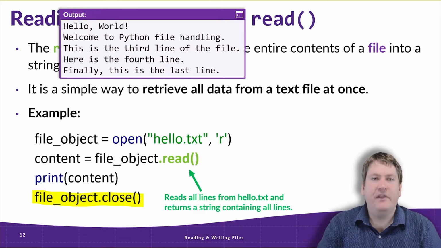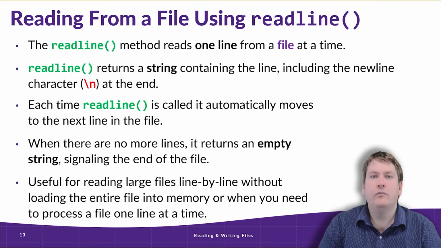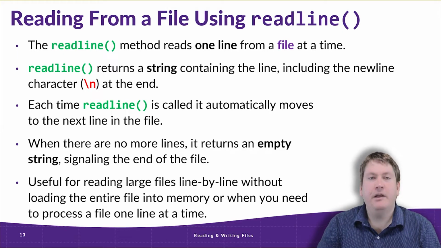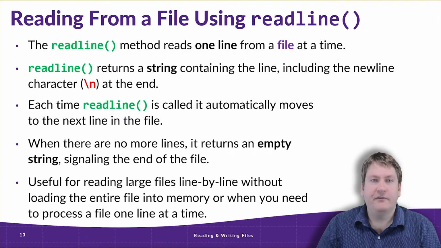So now we're going to look at some methods that allow us to process a file one line at a time. And that method is going to be readline. The readline method reads one single line from the file at a time, so that gives us more control of how we move through the file. And readline, as you probably guessed, is going to return a string containing the line. But it's important to note that this string is going to include that new line character at the end if there was a new line character in the file.